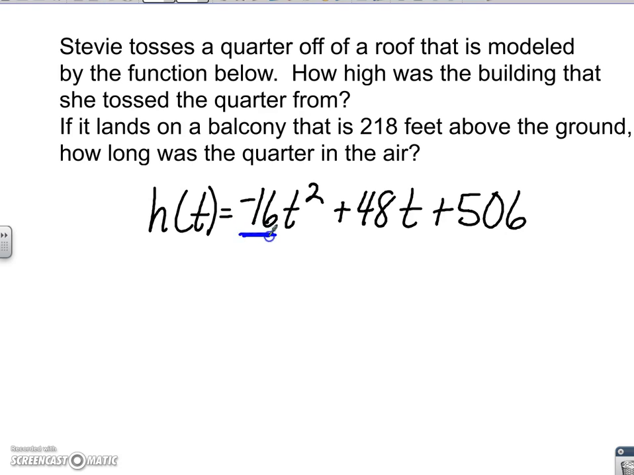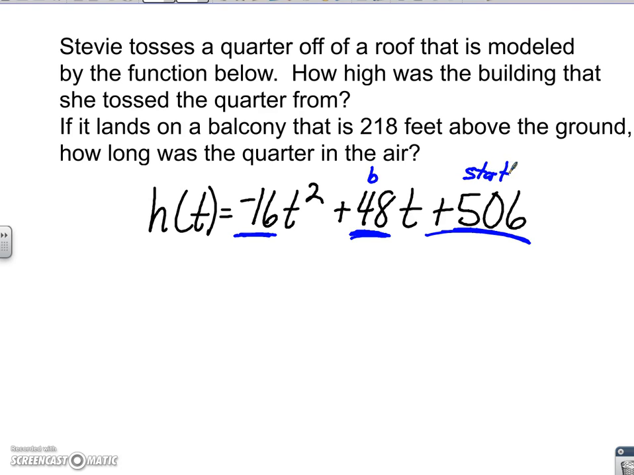A couple of things. We need to look at the A, the B, and the C. Remember what each of those things tell us. The A, hopefully you know, tells us that we're dealing with gravity in terms of feet. We can see that up in the air. Our B term right here is our initial velocity, and this C over here is our starting height. That's where we start from. So let's answer the questions here.